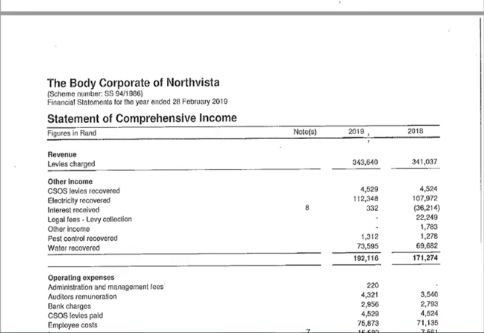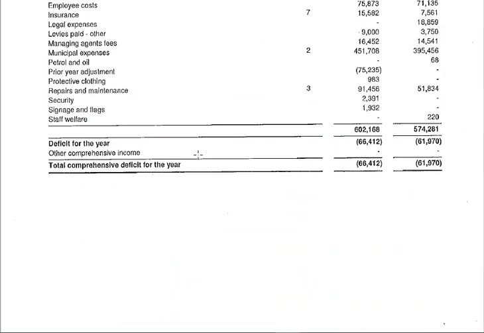So here, once you look at this, where it's common to look is what is the bottom line. So your deficit for the year, this is a negative, so it's a deficit. If it was positive, it would be a surplus. And here, it's saying your total comprehensive deficit for the year. And in this case, there's no other comprehensive income.